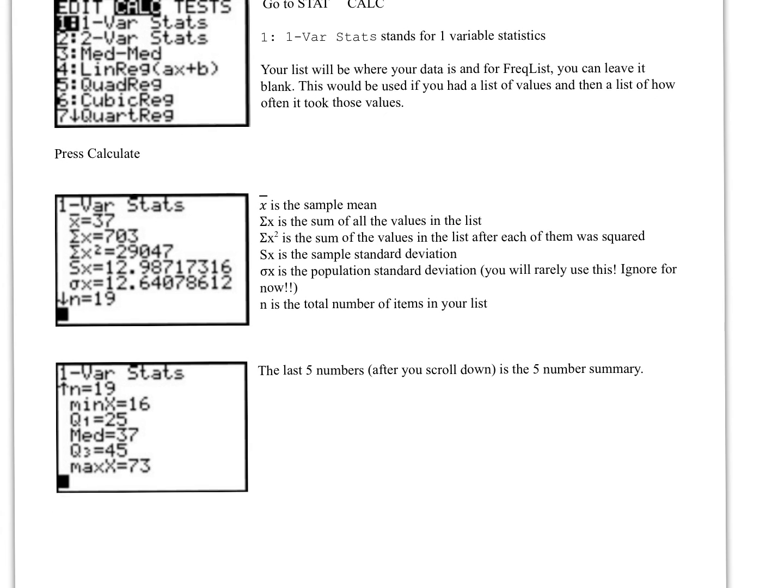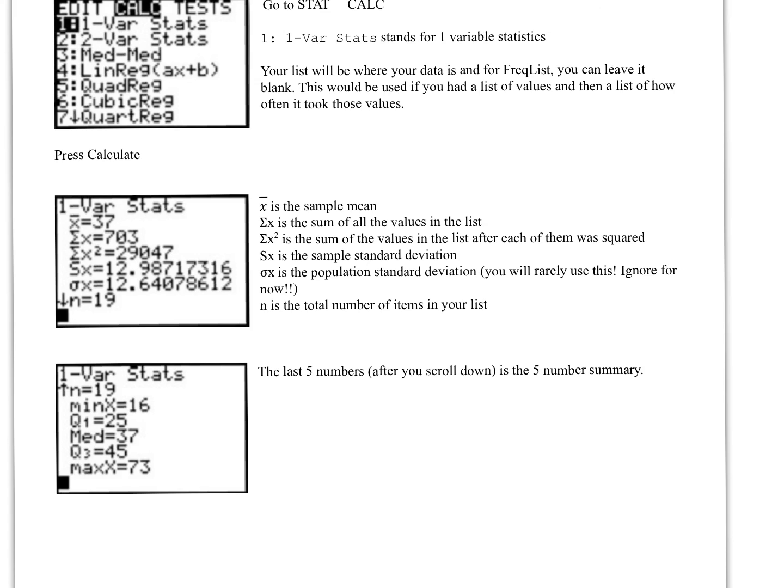So once you do that, it then gives you a summary. So x bar is the sample mean, just like when we were calculating them. The sigma x is the sum of all of the values in the list. So if you're working through the mean or standard deviation by hand and you want to make sure, you want to make sure you added them all together. Then you have the sum of the values in the list after each of them was squared, which is not something we're going to be looking at. S sub x is the sample standard deviation. So this is the sample standard deviation. This is the one that we're going to be dealing with right now.